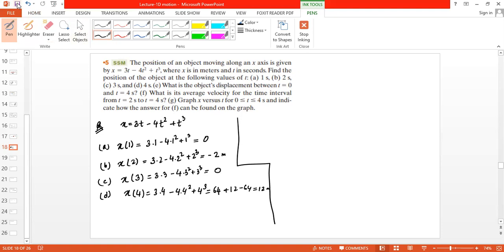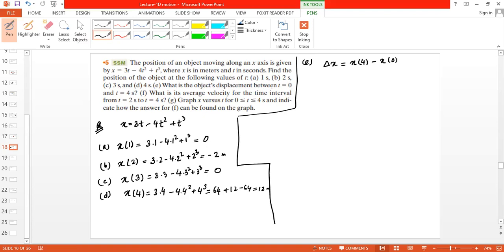And then in part E, they are asking us, okay, what is the displacement of the object between time t equal to 0 and t equal to 4 seconds? Displacement between t equal to 0 and t equal to 4. So displacement is defined as delta x, and that means the final position x(4) minus the initial position x(0), right?